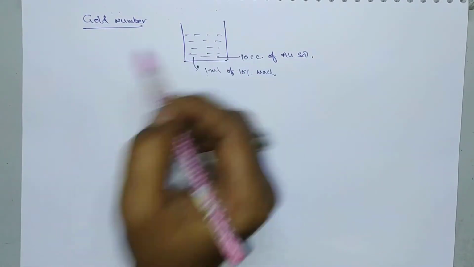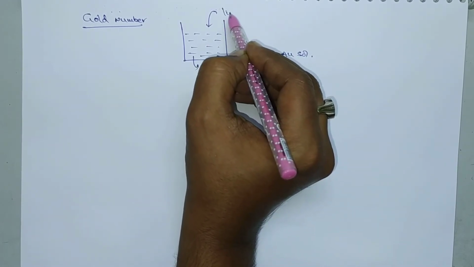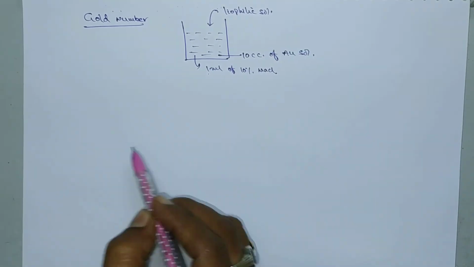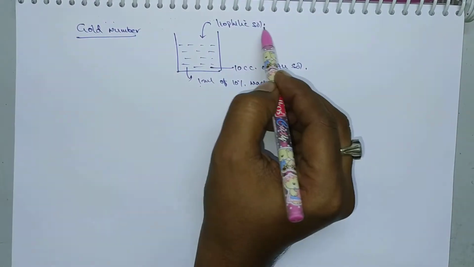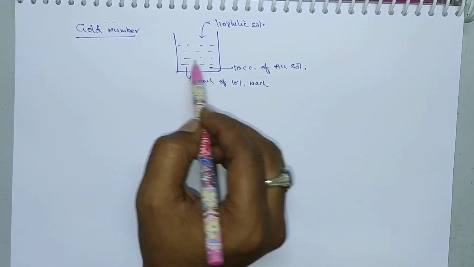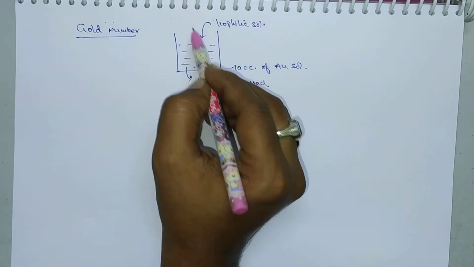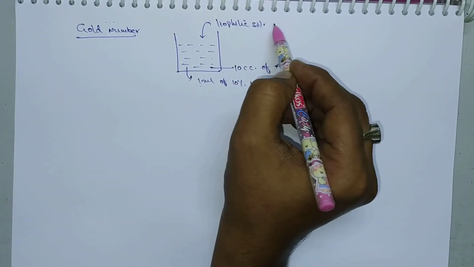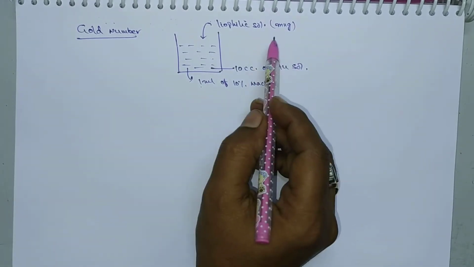In order to prevent the coagulation of this colloidal solution, we have to add lyophilic colloids, that is lyophilic sols. How much lyophilic sol can be added to prevent the coagulation of this colloidal solution is termed the gold number. We have to calculate this amount in terms of milligrams.